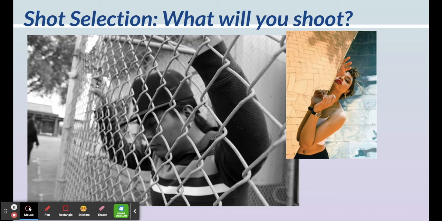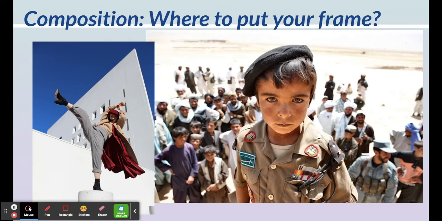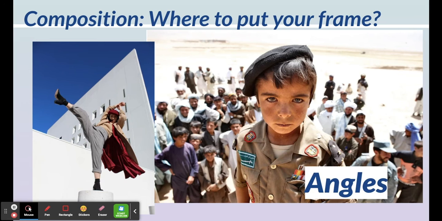The fence is repeating right here. It's like a pattern. The brick in the mirror and the brick behind her is repeating in this photo. Texture. Next, we want to think about what angles do we want to use. We learned the shot types already.